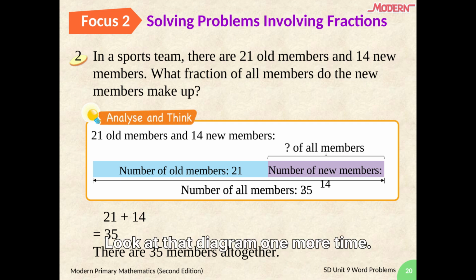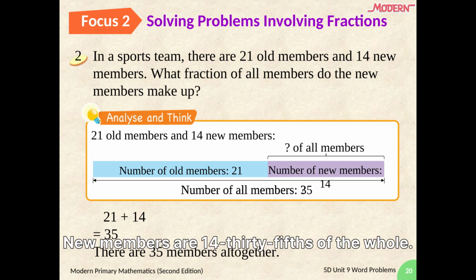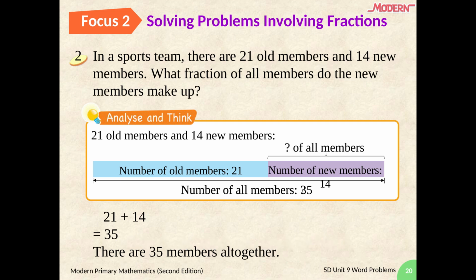Look at that diagram one more time. 21 old, 14 new, total 35. New members are 14/35 of the whole. You're getting so good at this.